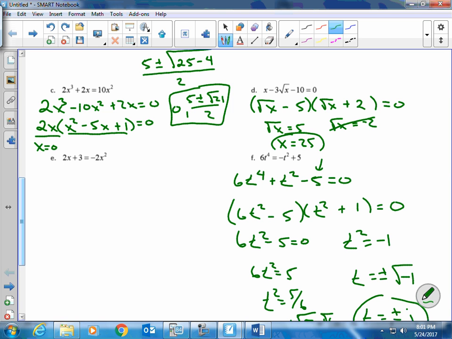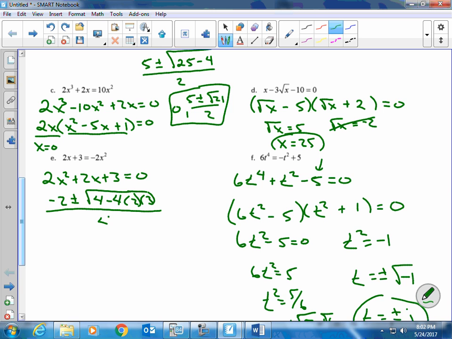So we have a quadratic, set it equals 0. So I have 2x squared plus 2x plus 3 equals 0. Let's check to see if that thing factors. And it doesn't look like it's going to. No, it doesn't. All right, so we have negative b plus or minus the square root of b squared minus 4 times a times c all over 2a.